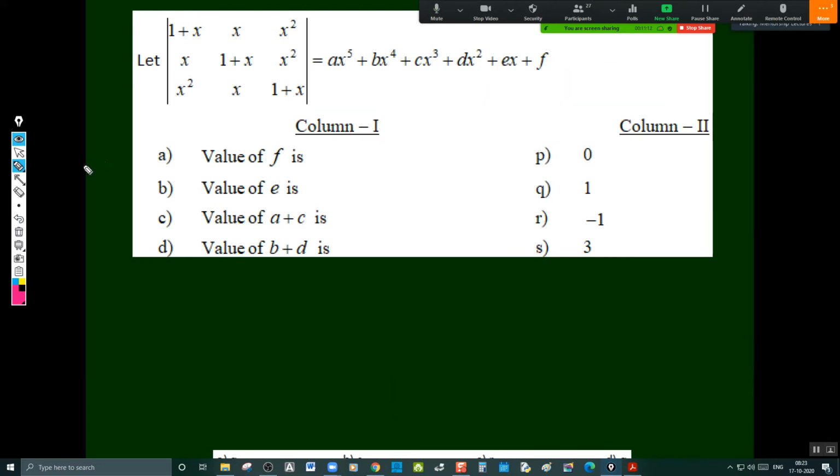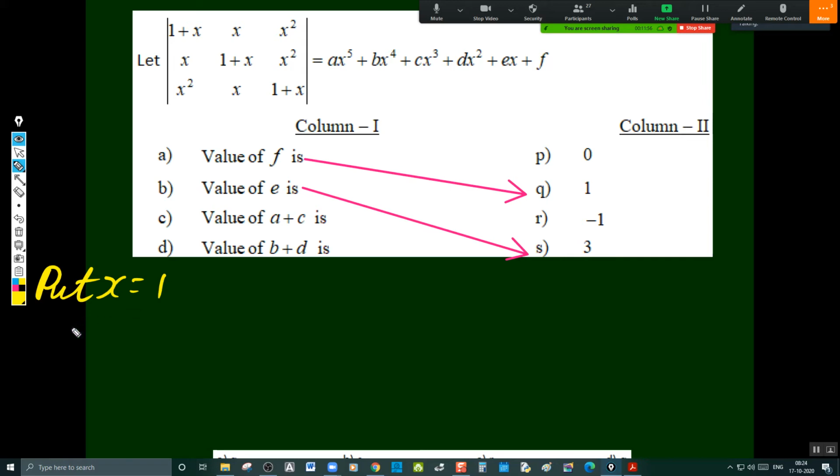Now I'm doing that. We have got two values here. E is 3 and F is 1. Put x equal to 1.